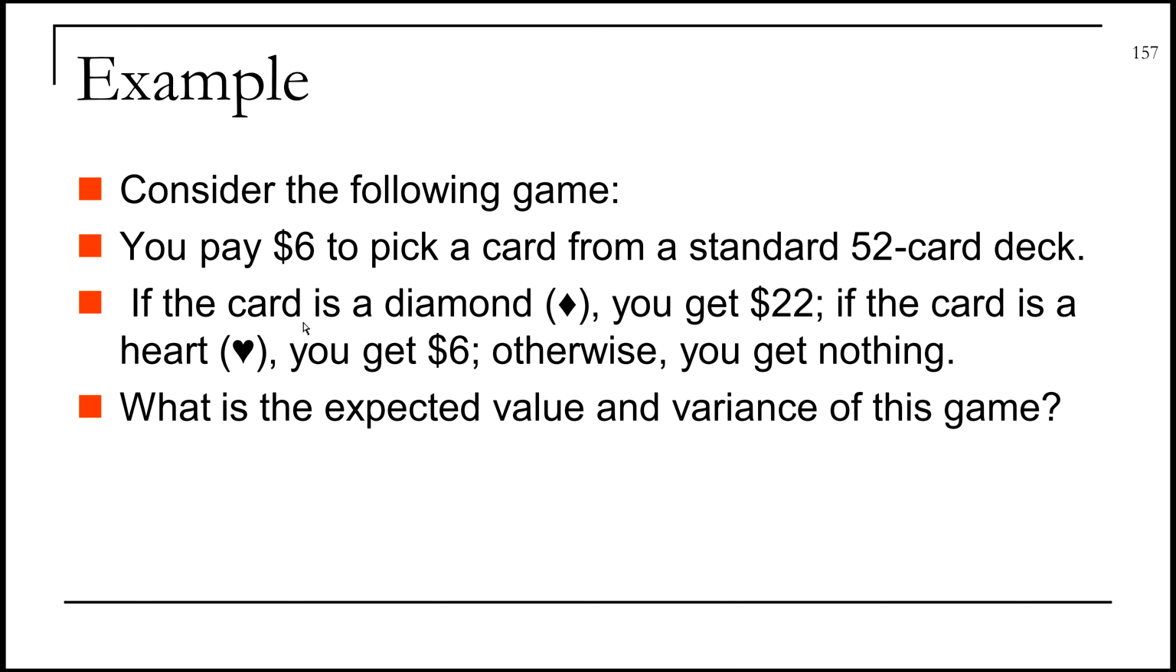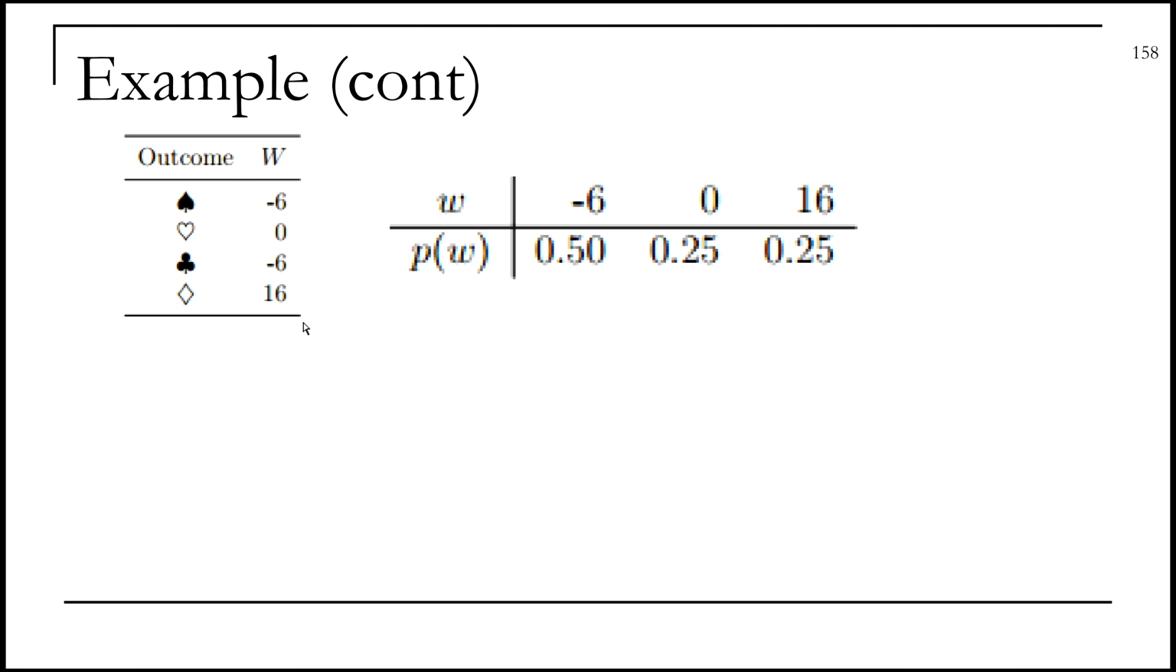As an example, suppose you pay $6 to pick a card from a standard 52 card deck. If the card's a diamond, you get 22. If the card's a heart, you get 6. Otherwise, you get nothing. What's the expected value and variance of this game? Here's the table set up. So if it's a spade, it's minus 6, heart 0, club minus 6, and diamond 16. Well, the probabilities work out to be this.